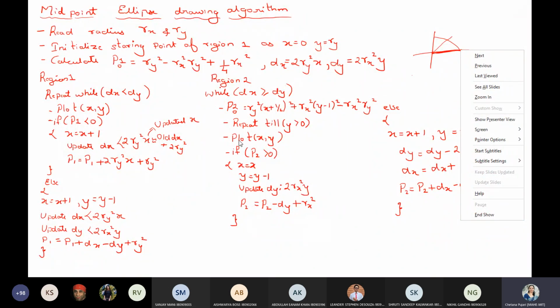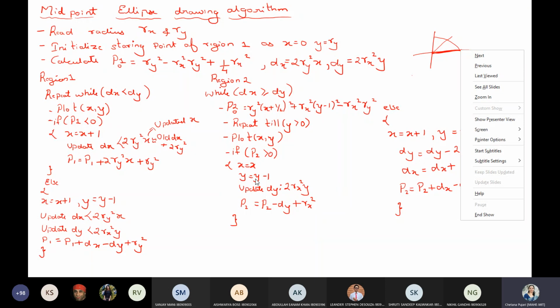So plot x and y, whatever the last value. Then we are going to check your decision parameter condition. If your decision parameter that you have calculated over here is greater than 0, then you are going to continue with the same value of x, and decrement the value of y, which means your midpoint is near to xk. And your y you are going to decrement in every iteration because we are in region 2.